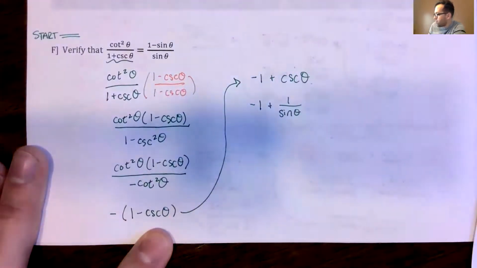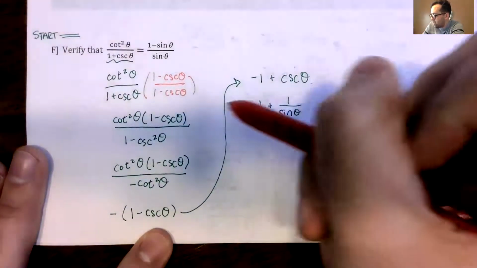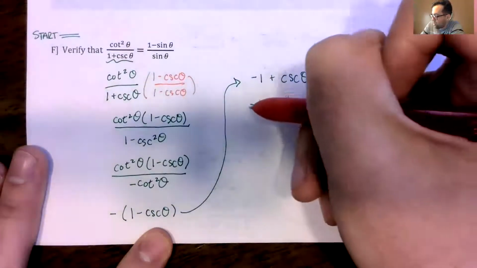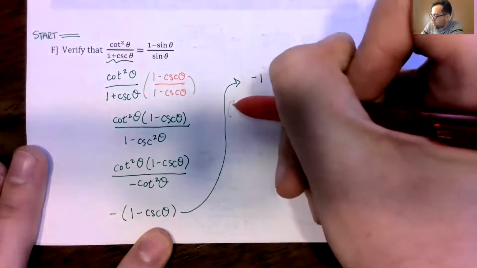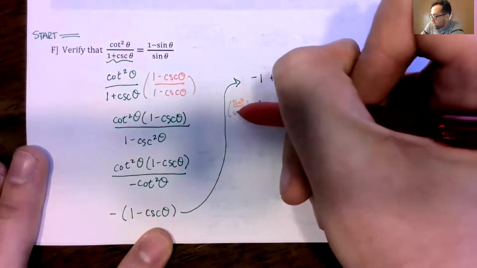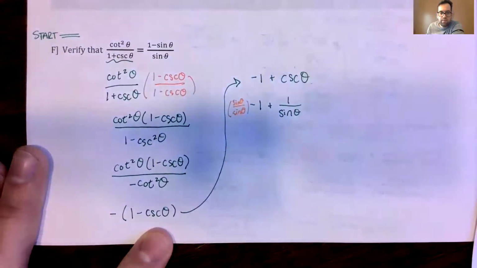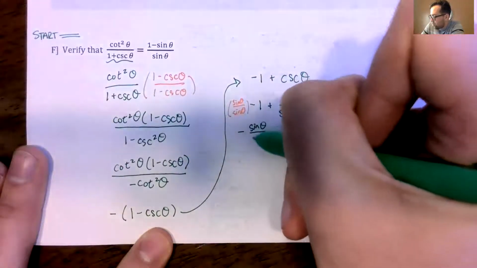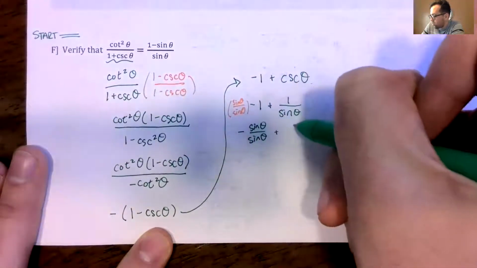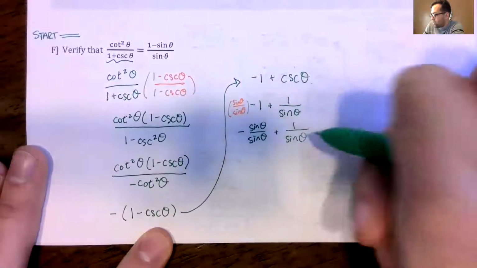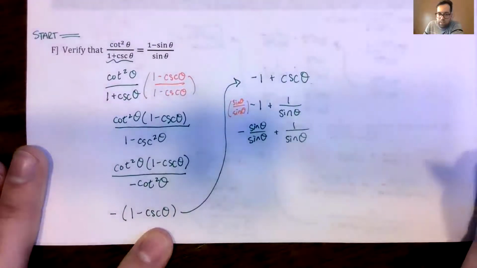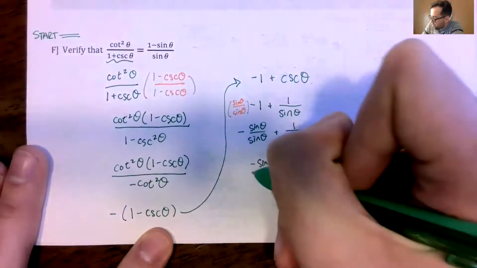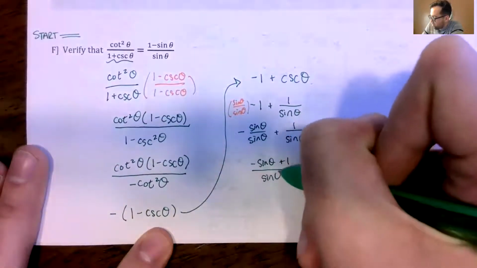So there it is. All right, now I'm going to multiply the -1 so that I can find a common denominator. So I'm going to end up with multiplying it by sine over sine. And so I get negative sine of theta over sine of theta plus 1 over sine of theta. And now I can combine these fractions. So I get negative sine of theta plus 1 over sine of theta.